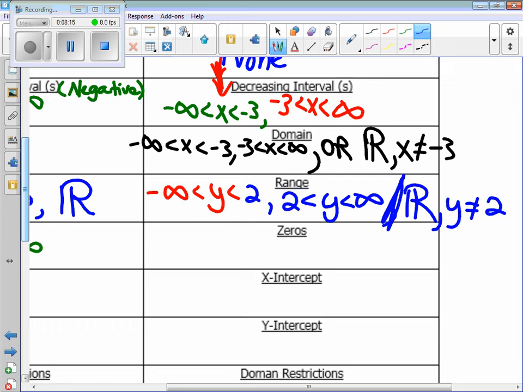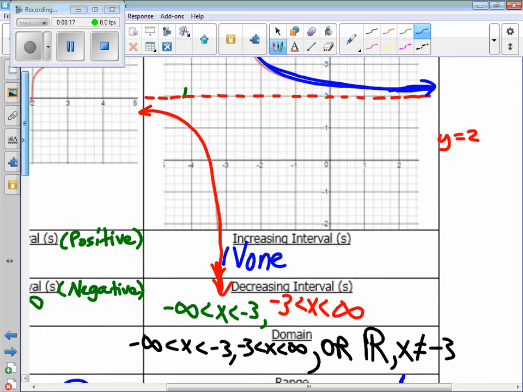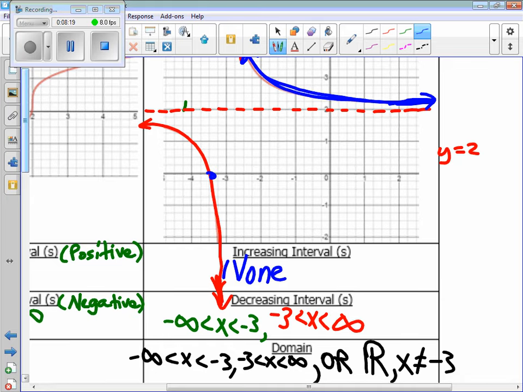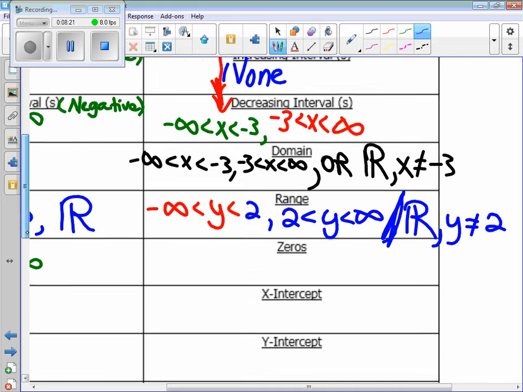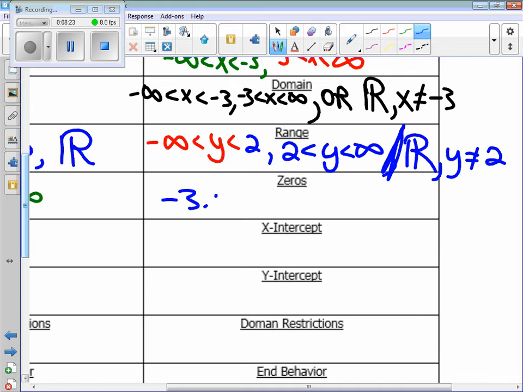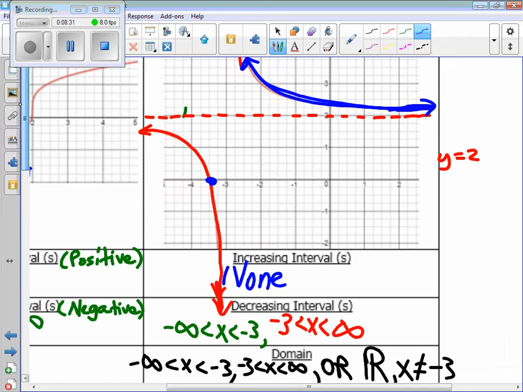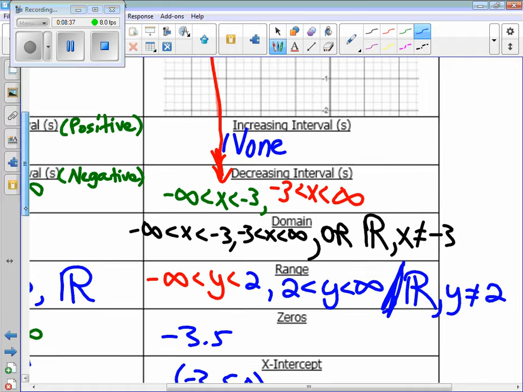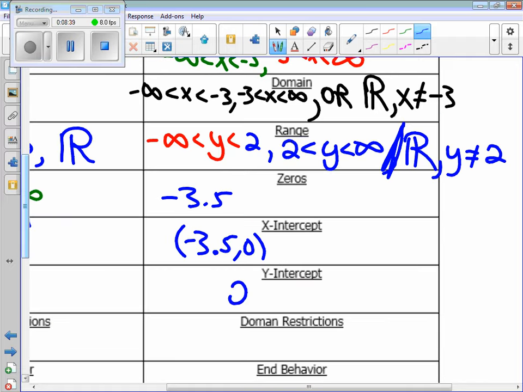Zeros, whereas it crosses the x-axis, looks like here at negative 3.5. X-intercept, that's an actual coordinate, negative 3.5, 0. The y-intercept, whereas it crosses the y-axis, 2.3, 2.5, somewhere in there. 2.25 is what we studied in class. So we do that as a coordinate.